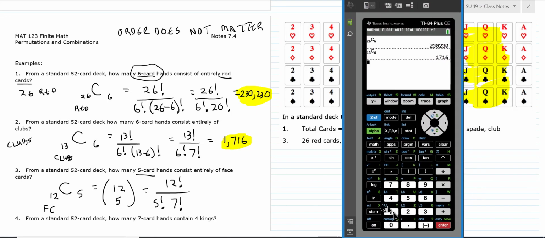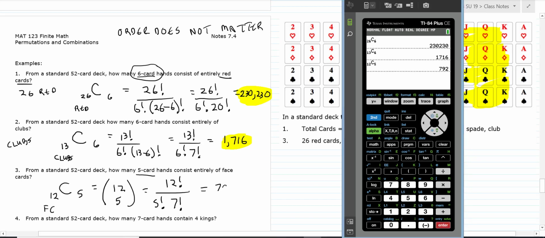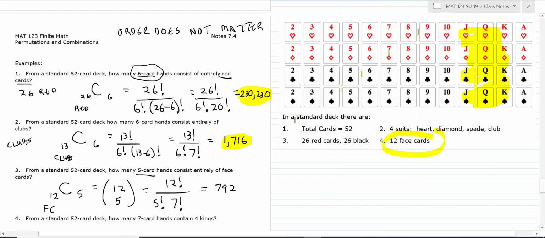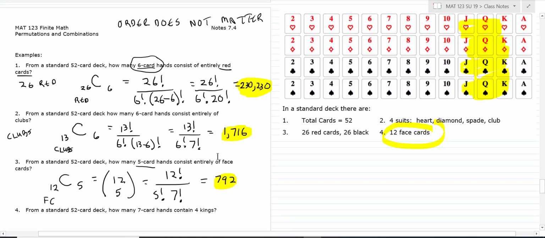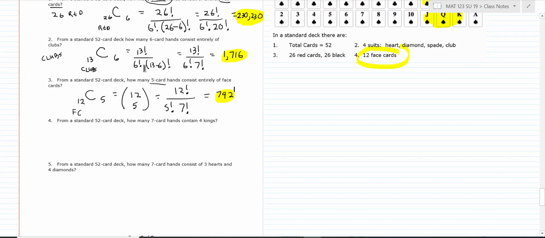So we'll put in the 12 face cards, math, probability, combination, 5 card hands. So there are 792 possible hands, 5 card hands that would have nothing but face cards in it. Okay, so that's the idea. All right, and then one last example here, or a couple more examples, I guess.